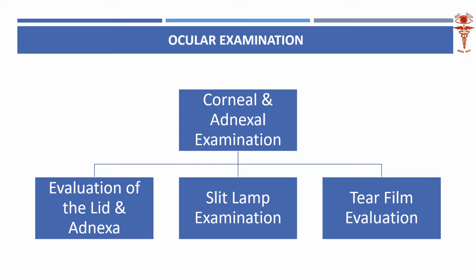You'll have to examine the lid margin because you remember in the first slide we discussed that the lid margin has the meibomian glands which are going to secrete the important lipid layer of the tear film. So it is very important to examine the meibomian gland orifice. You'll have to see whether the secretions are properly coming. Is there any infection? Is there any blepharitis? Is there any inflammation of the lid margin? All these will affect the corneal health. So you'll have to first examine the lids. Then you'll have to examine the adnexa.